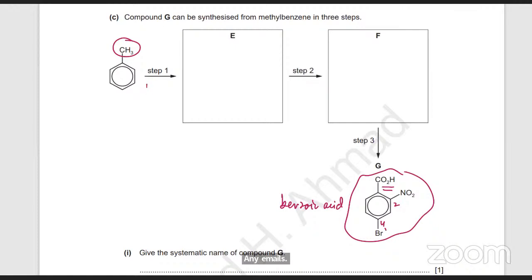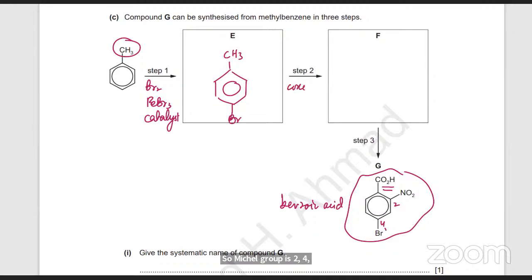सो ब्रोमिनेशन कर लेते हैं, ब्रोमीन प्लस you need an FeBr3 catalyst. तो मीथेल ग्रुप is 2-4-6, तो ब्रोमीन probably got in over here. Then you added concentrated nitric acid and concentrated sulfuric acid. And the temperature was kept at 55 to 60. So again, 2-4-6.